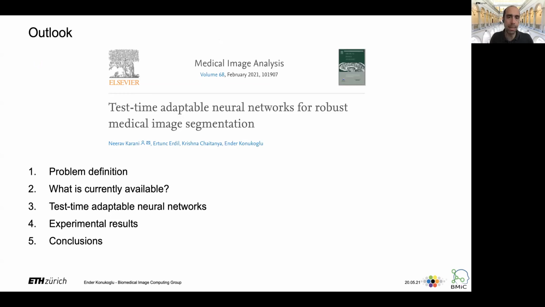So I will go through a paper that was published at the beginning of this year in Medical Image Analysis, and we named it Test Time Adaptable Neural Networks for Robust Medical Image Segmentation. I will give a brief definition of the problem, what is currently available, then give you the algorithm and the experimental results. There will be parts that are math heavy, so I will use notation, but I will try to explain everything as much as possible. So you should ask questions whenever there's something unclear. Maybe this is an interesting point to stop and ask if there are any questions so far.